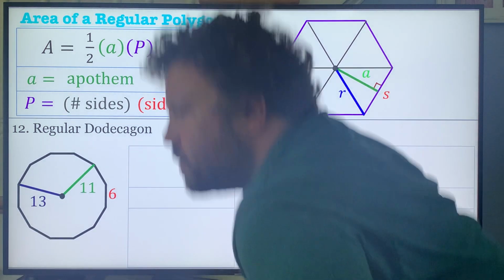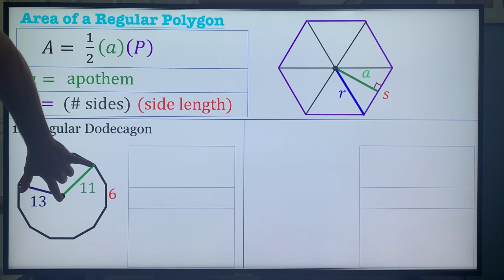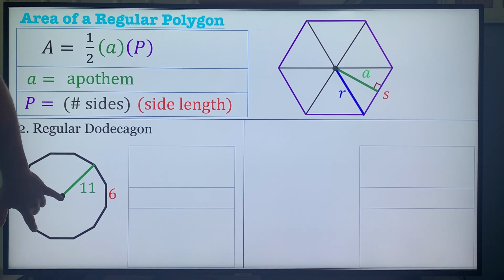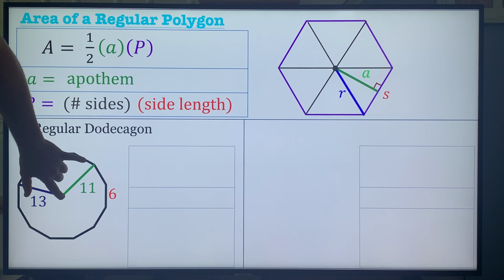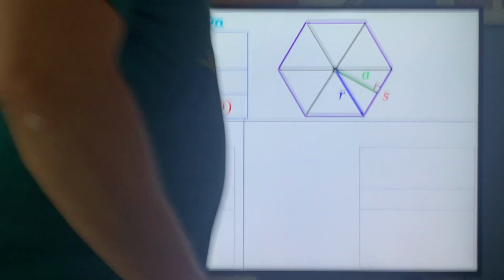All right, now for number 12, there was a little minor mistake here. I'm going to go fix this. See how this 11 goes here? It should be going to the midpoint. I did this with the final review too. So this goes from here to here. So 11 is actually connected to the midpoint, and 11 is your apothem.